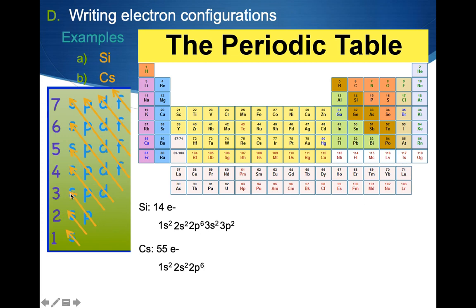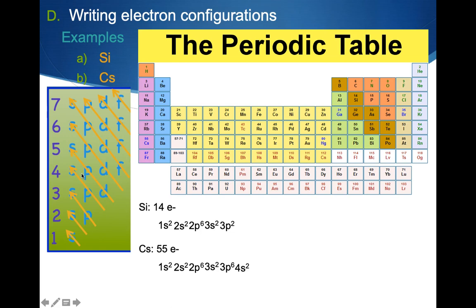After 2p goes 3s, back to just 2 electrons because s sublevels only have 1 orbital, maxes out at 2 electrons. After 3s, go back to the bottom of the arrow, 3p, back to 6 electrons because p's hold up to 6 electrons because they have 3 orbitals. All right, after 3p, follow the arrow, 4s. We're back to s's, so that's 2 electrons.